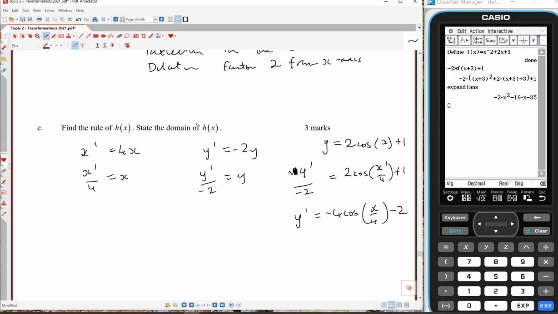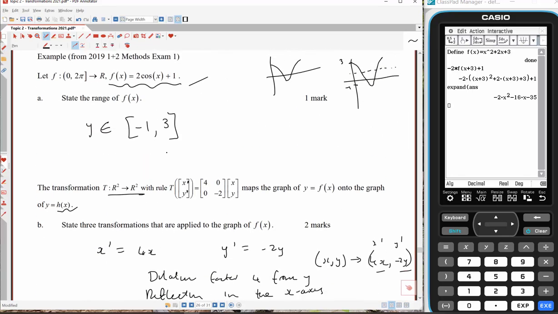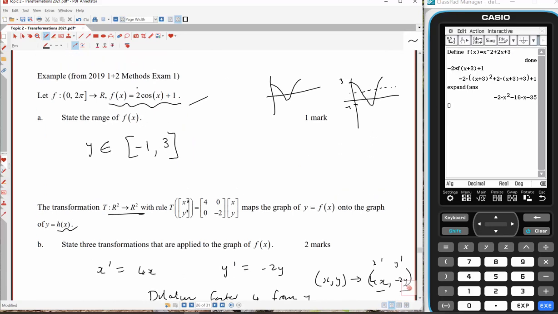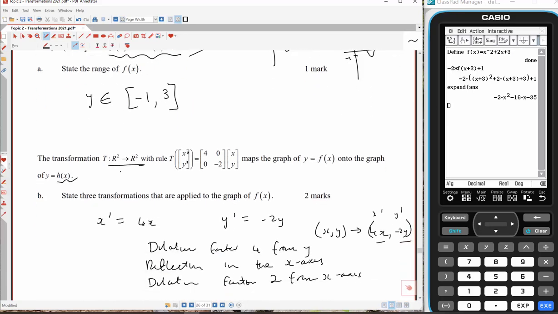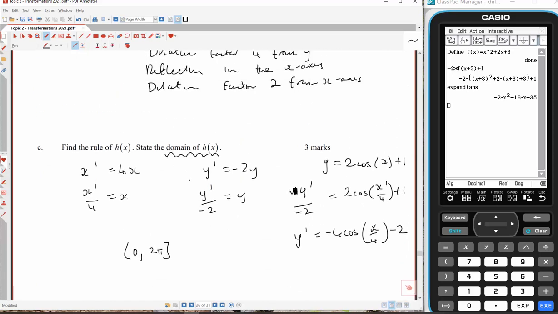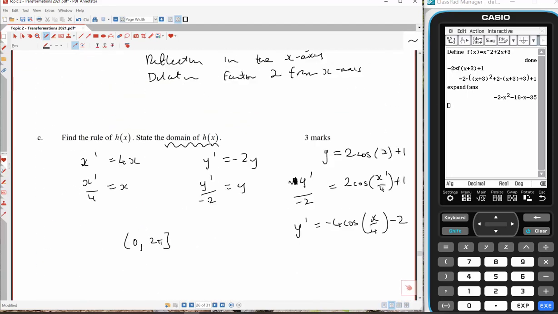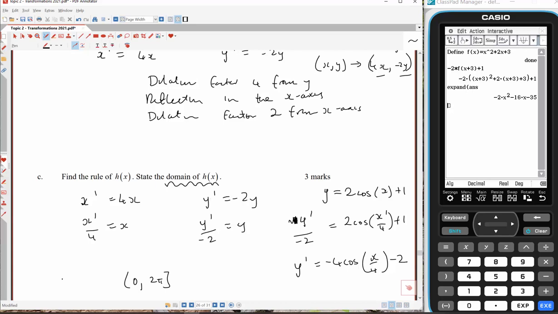All right, state the domain of h of x. Okay, Ms. Cowan loves these types of questions. So the original domain of f of x was 0 to 2 pi, including the 2 pi. So that was the original domain of f of x. So dom f of x is equal to that.